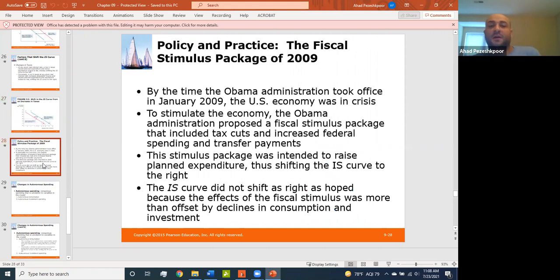Now, fiscal stimulus package of 2009. Now we're at fiscal stimulus package of 2021. But this was the older fiscal stimulus package. By the time the Obama administration took office in January 2009, the Great Recession had started. To stimulate the economy, Obama's administration proposed a fiscal stimulus package that included tax cuts, increased federal spending, and transfer payments.